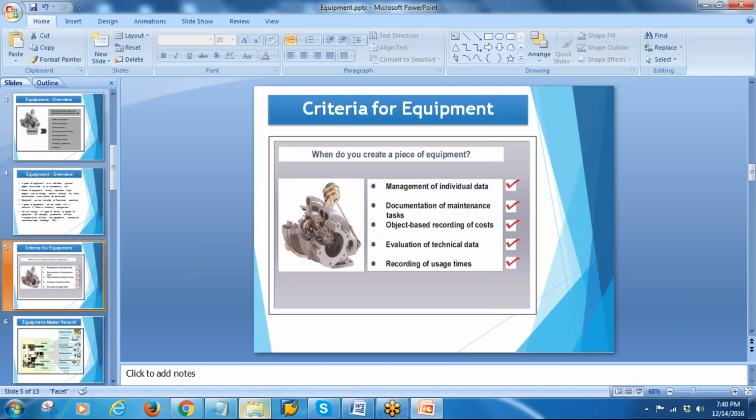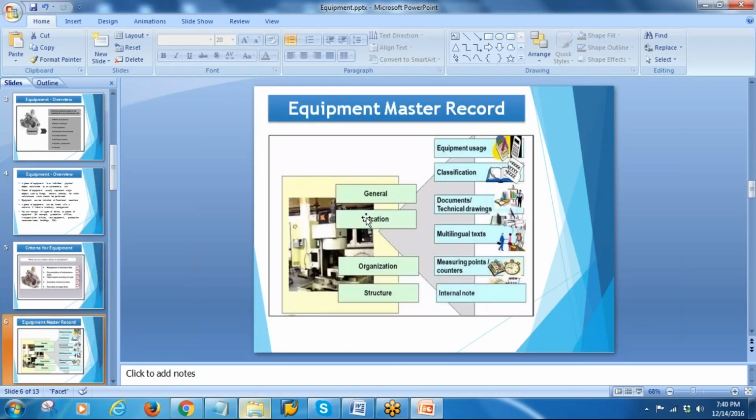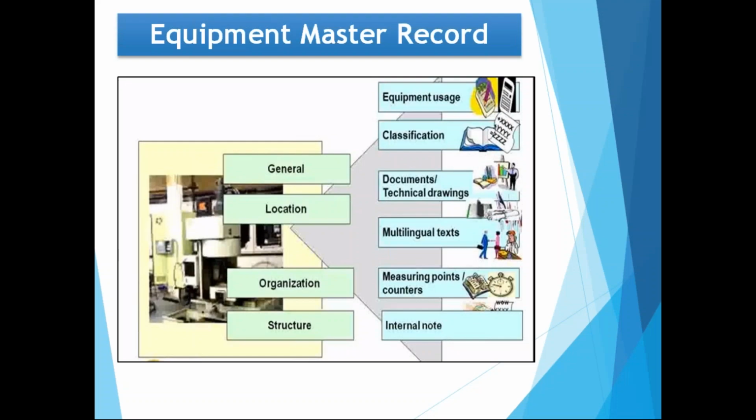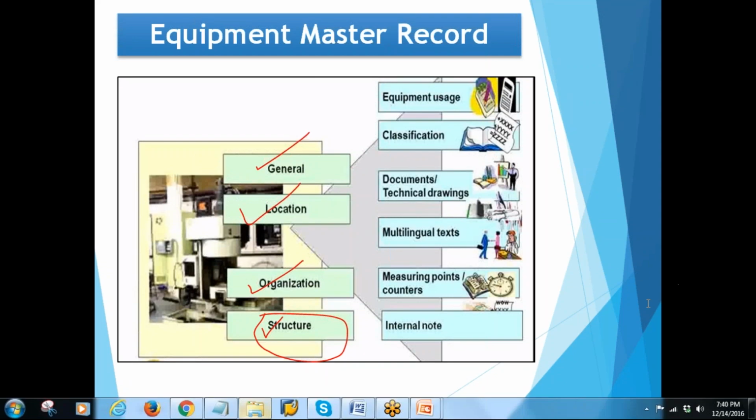Okay, so now what data will the equipment master record have? Equipment master data will have general data, location data, and organization related data. And this is structure data: where it is located, to which functional location it is assigned. That data it will have.